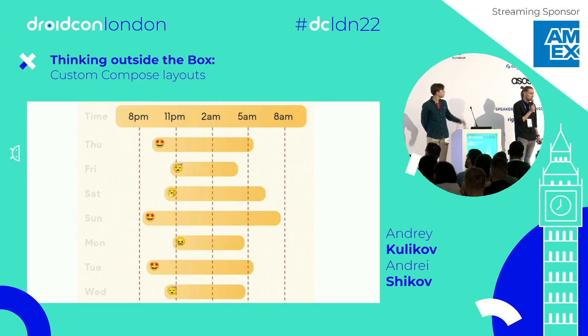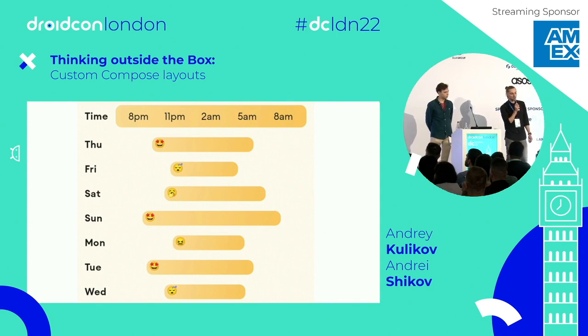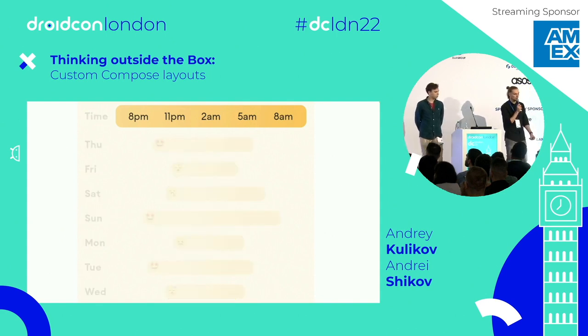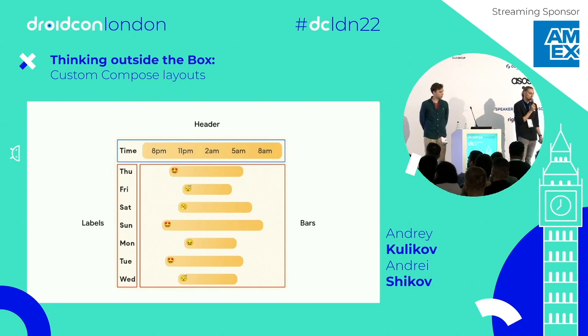And actually, Compose helps you to do that. We have a feature called alignment lines. And in order to use that, you will need custom layouts. In fact, we even need two custom layouts. The first one for the header, where we will be providing such alignment lines. And the second one for the whole graph. Here we'll be reading these alignment lines and applying them for the bars, and positioning and providing the size for all the elements here.